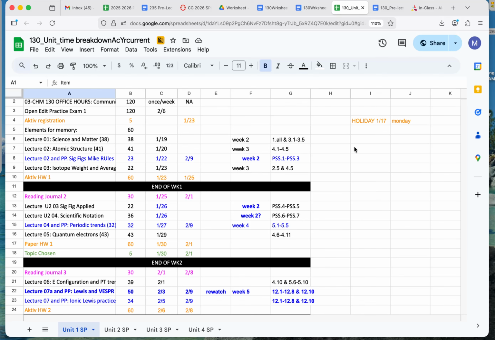If we're looking at our breakdown and our schedule, week 1 is done. We're in week 2. In theory, you've gone through and done the reading journal. You should have done sig figs. What is today? 28th. So you should have looked at periodic trends, and you probably did not do the quantum electron stuff, which is probably going to throw you for a loop. That's okay. It's neat stuff.